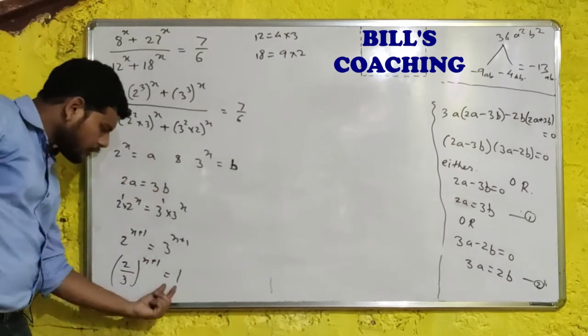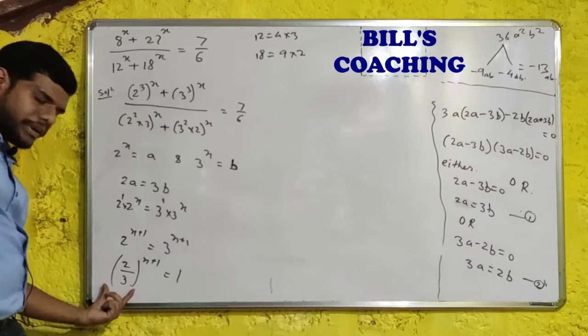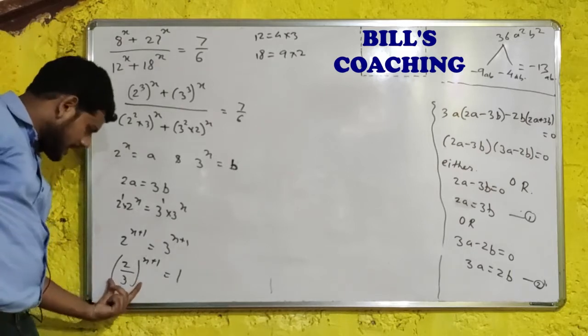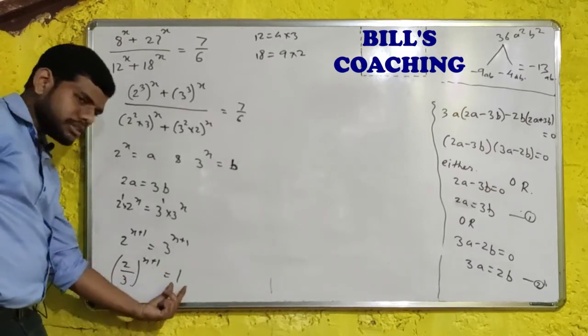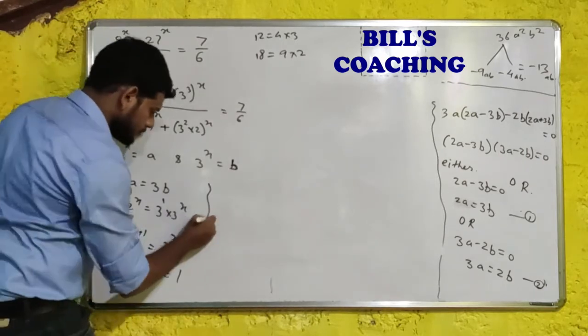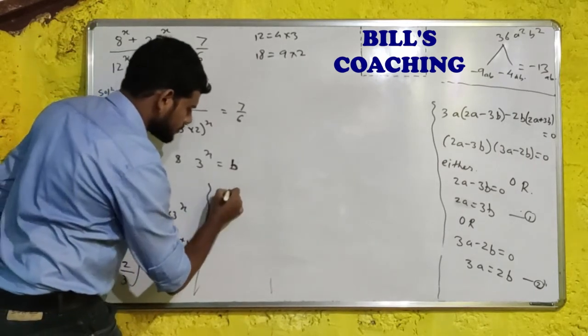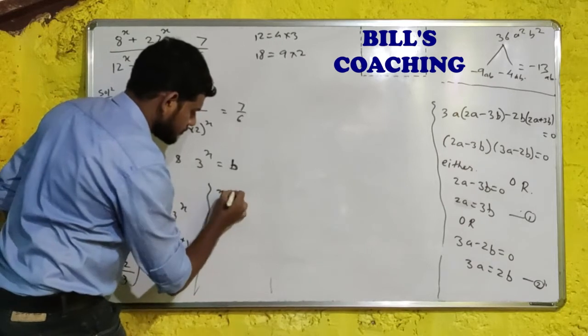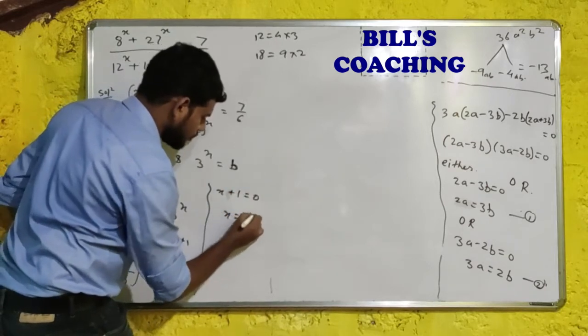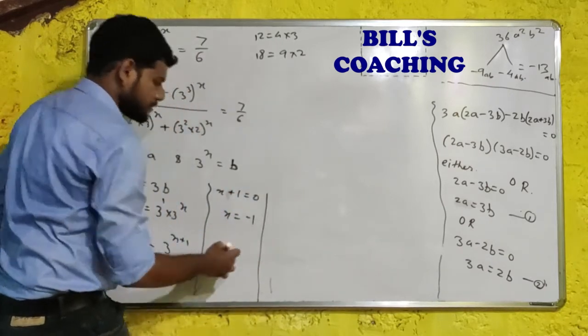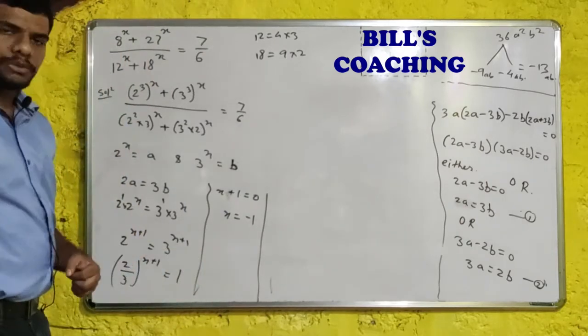So what should be the value of the power so that this is 1? Anything raised to 0 is 1. So 2/3 raised to 0 is 1. So we can say x+1 should be equal to 0. Therefore x is equal to −1. This is the first solution. x should be −1.